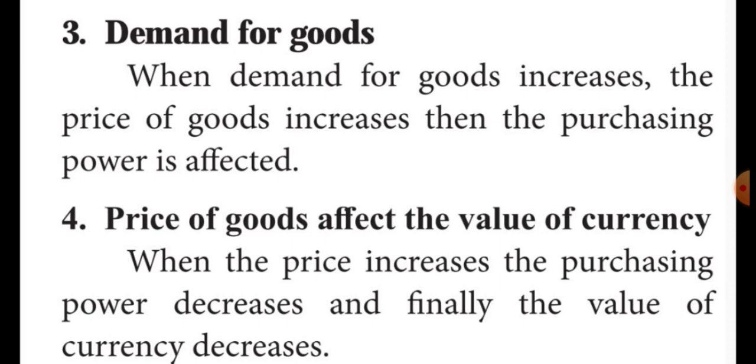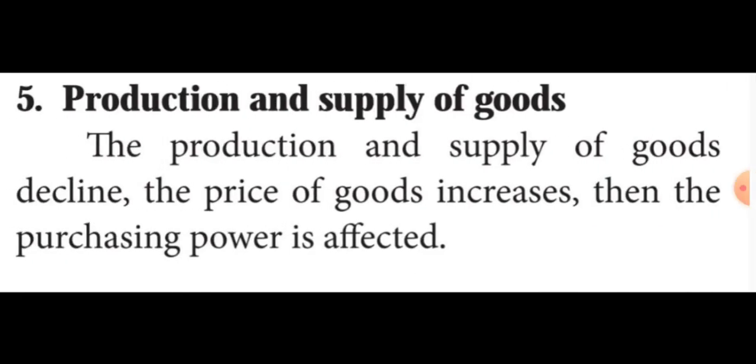Okay. Then the fifth one is production and supply of goods. Listen students, production decline means supply of goods will also decline. Decline means decrease. Production decrease means supply of goods will also decline. Then food supply decrease means the price of goods will increase.